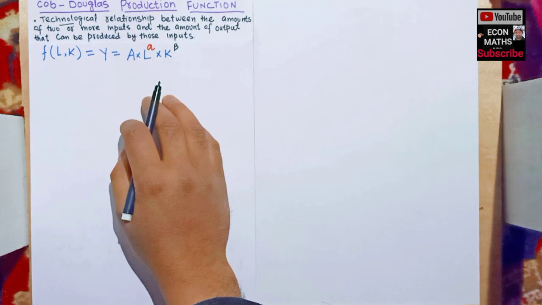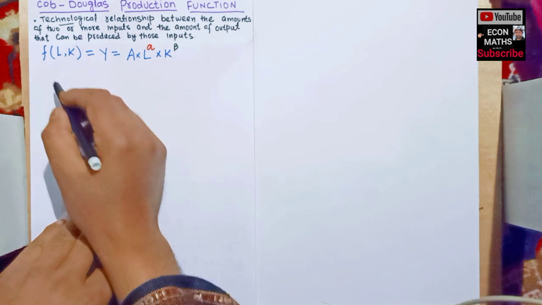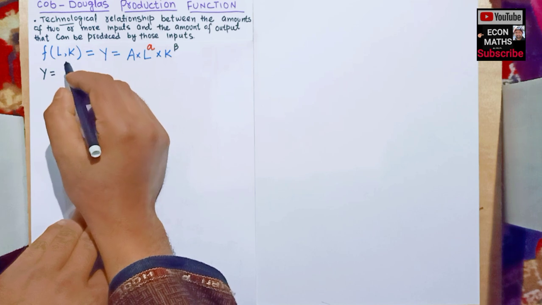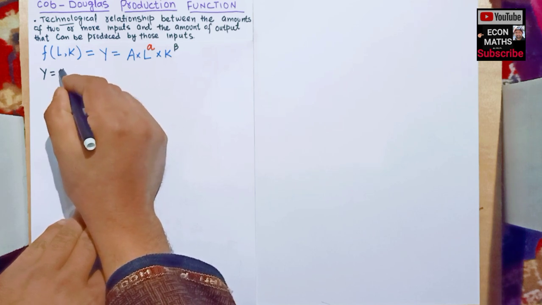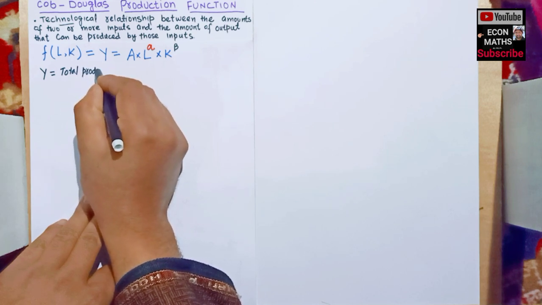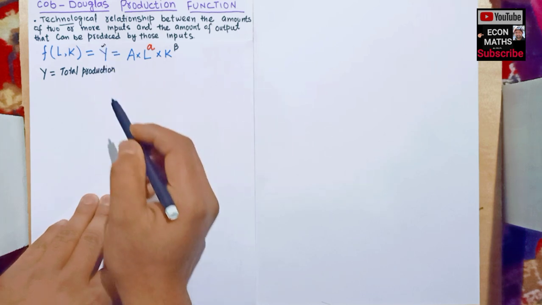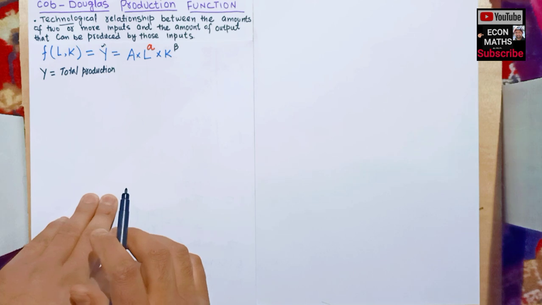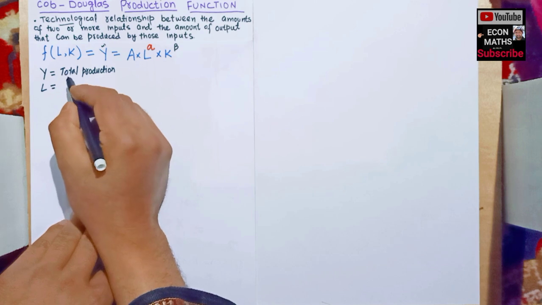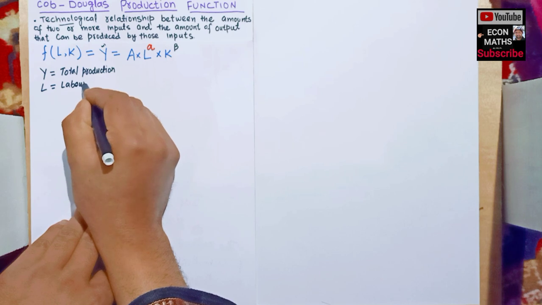Now, what do these symbols represent? Y is the total production, total production or total output. Similarly, L is the labor input.